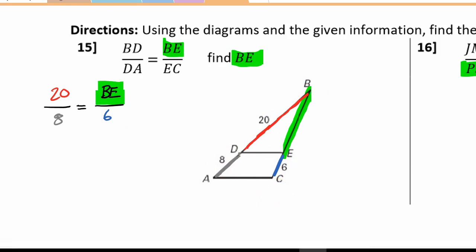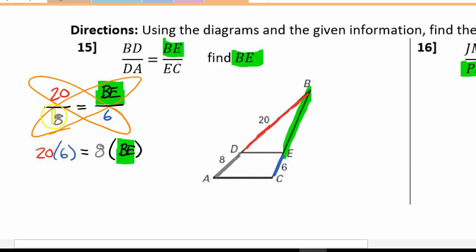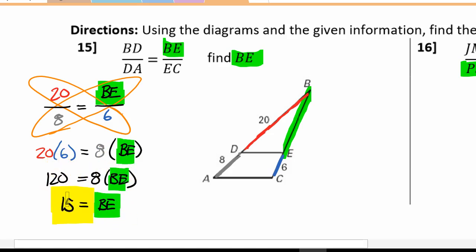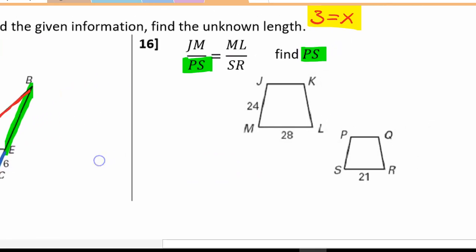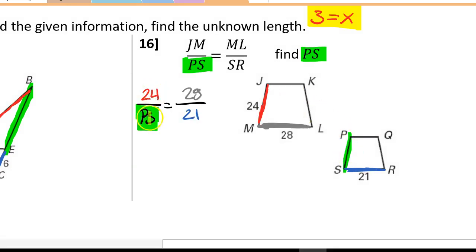We're going to go ahead and cross product this, giving us 20 times 6 is equal to 8 times BE. Divide both sides by 8, giving us BE equals 50. Question number 16, same idea. We're going to go ahead and solve for PS, which is this side length, which allows us to set up the proportion 24 over PS equals 28 over 21.